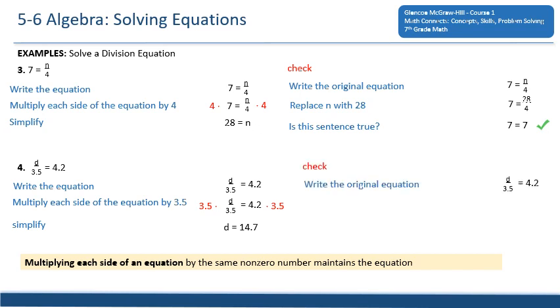Then I can check that by plugging in 14.7 for d in the original equation. And if I divide 14.7 by 3.5, I get 4.2. And is this sentence true? 4.2 equals 4.2, so it is.